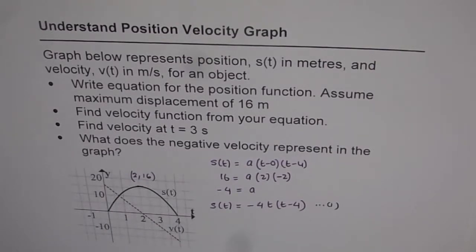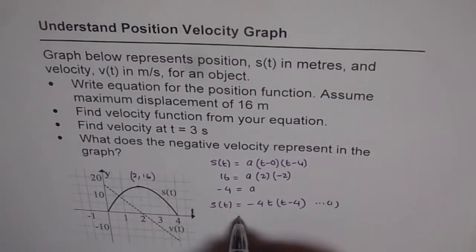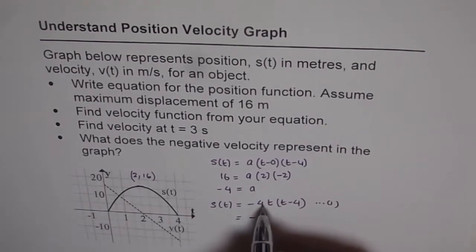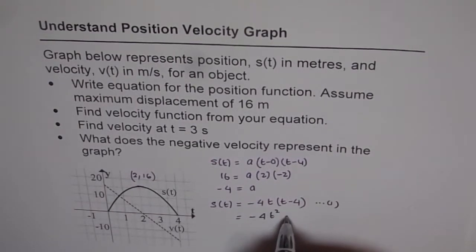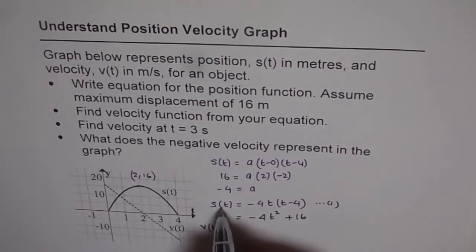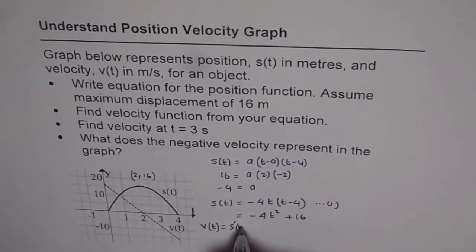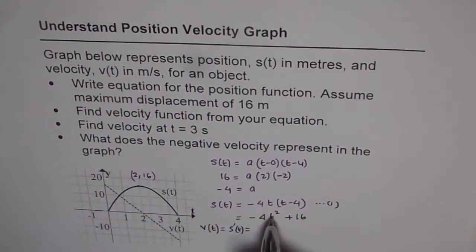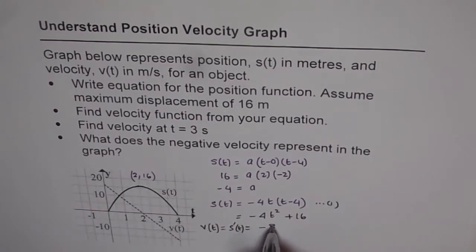Now what? Find velocity function from your equation. Velocity is the derivative of displacement. So it's a good idea to write this equation in expanded form. So it is like minus 4t square and plus 16, right? So that is the way. Now what we will do is we'll find velocity, and velocity is what? Velocity is the derivative of s of t. So the derivative, let's say s dash t, is equal to minus 4 times 2, which is minus 8t.